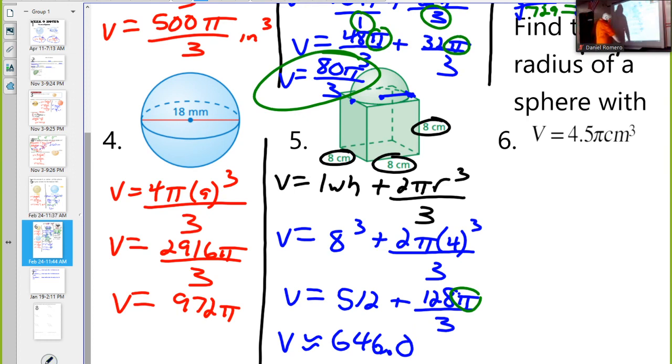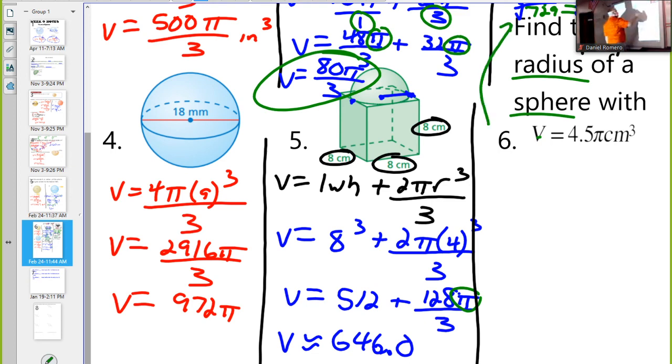Alright, and then the last one today. Find the radius of a sphere given the volume. So it's going to be the same thing as the one above it. Above it, they're asking us for the radius of a sphere. They give the volume. Come up with the answer in decimal form, but the steps are exactly the same as the steps of the one above it.